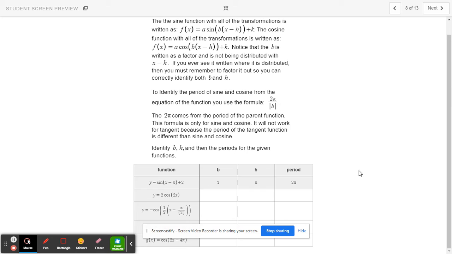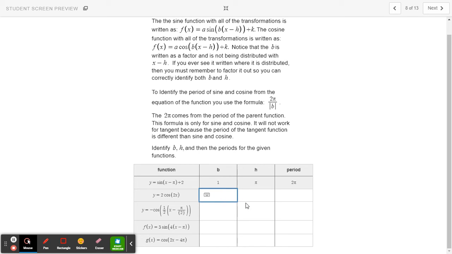All right, so now I want you guys to go ahead and identify b, h, and the period based on these equations. So no graph, just the equation of the function. You have to make sure it's in the correct form, which this one is: 2x, so b is 2, h is 0. So what's that going to do to my period? My period is 2 pi over b. If b is 2, that means my period is just pi.